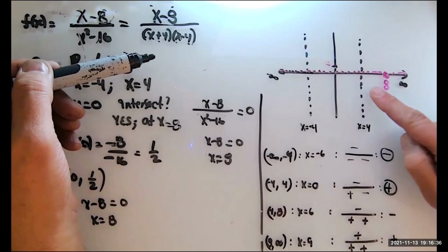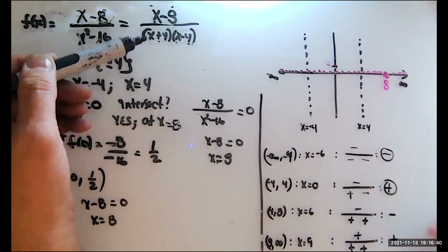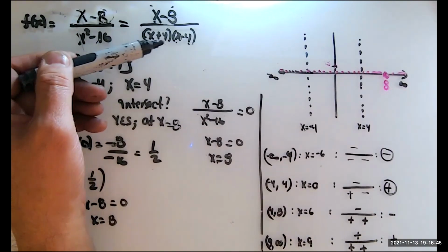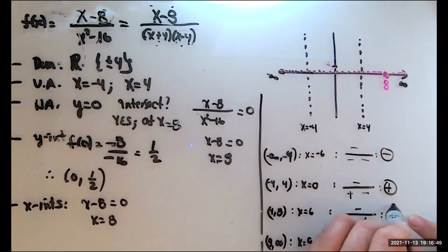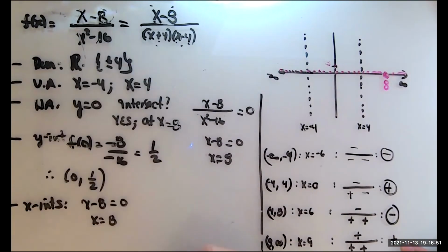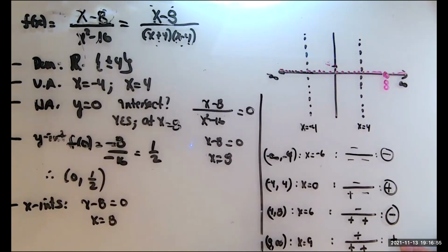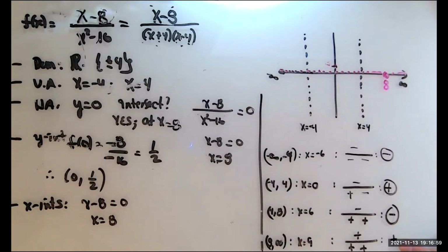For the next interval, from 4 to 8, I chose 6. 6 minus 8, negative. 6 plus 4, 6 minus 4, both positive, therefore negative. Last but not least, a number bigger than 8, I chose 9, or 10, doesn't matter. Positive, positive, positive. So everything is positive, therefore positive.